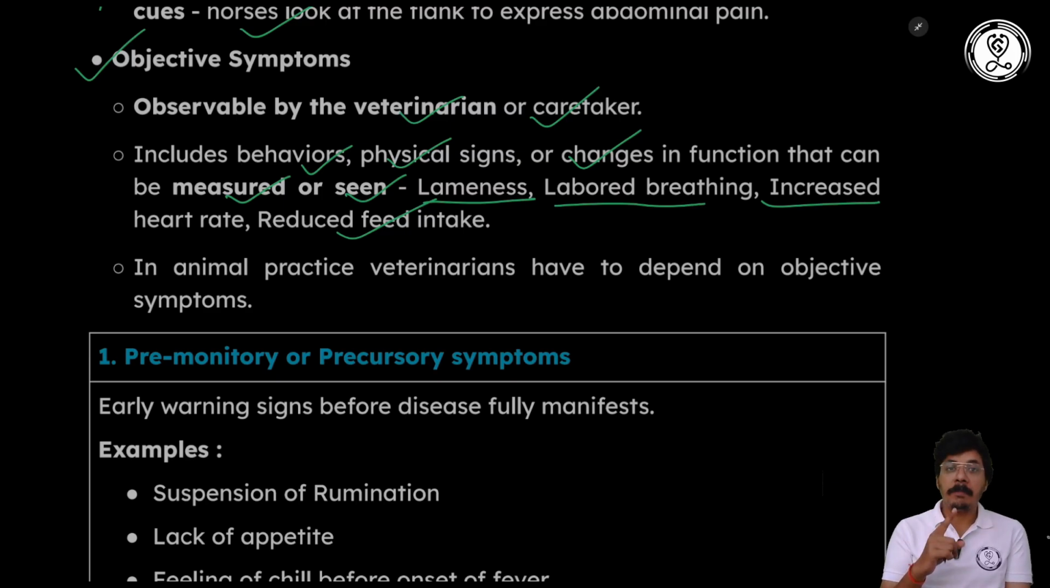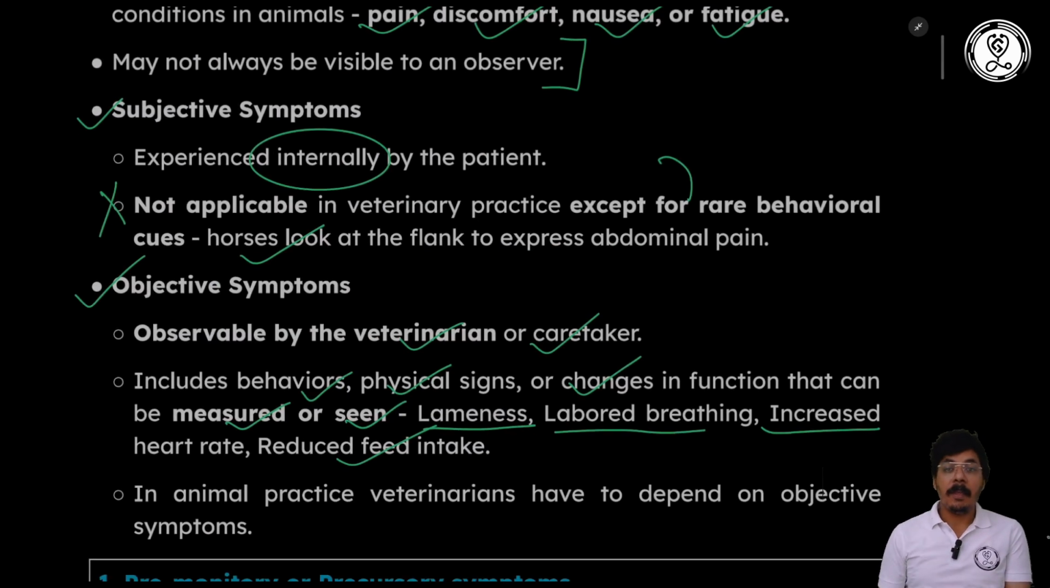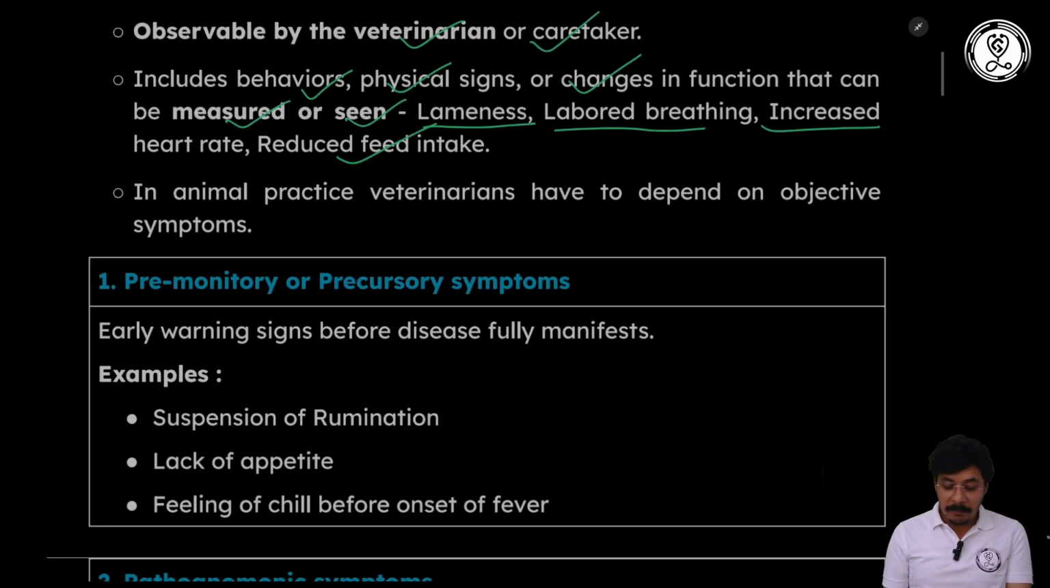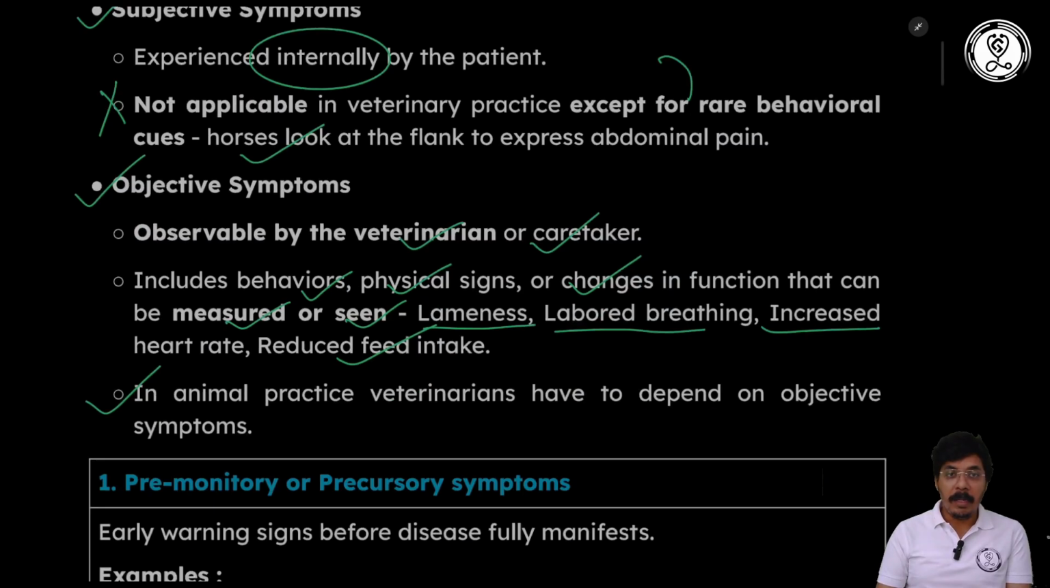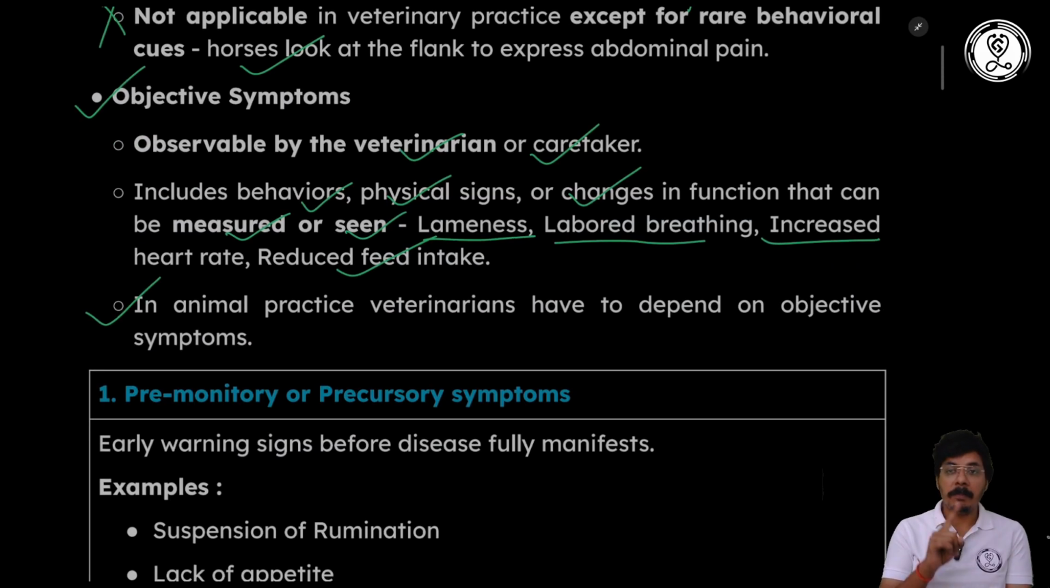So objective symptoms are observable, whereas subjective symptoms are only experienced internally by the animal. In animal practice, veterinarians have to depend on the objective symptoms. This is very important. In veterinary practice, subjective symptoms are not at all applicable, except for some exceptions. Only the objective symptoms are actually helpful for the veterinarian.